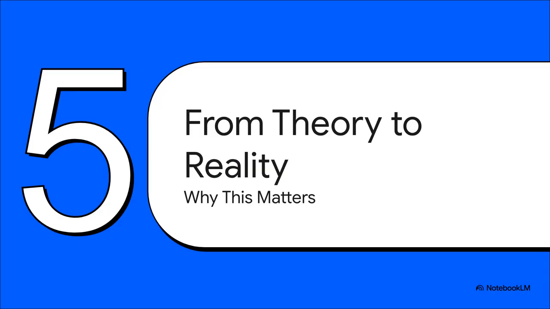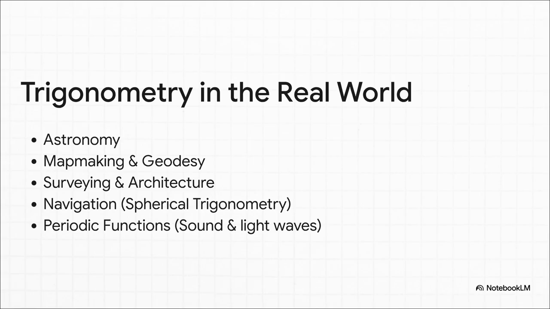All right, so we have come a long way, right? From simple little triangles to circles to these powerful identities and inverse functions. But so what? Why does any of this actually matter out here in the real world? Let's bring it back. I mean, it's because of trigonometry that we can survey land and design buildings. We can create maps and navigate ships across the entire globe. We can calculate the orbits of planets in astronomy.